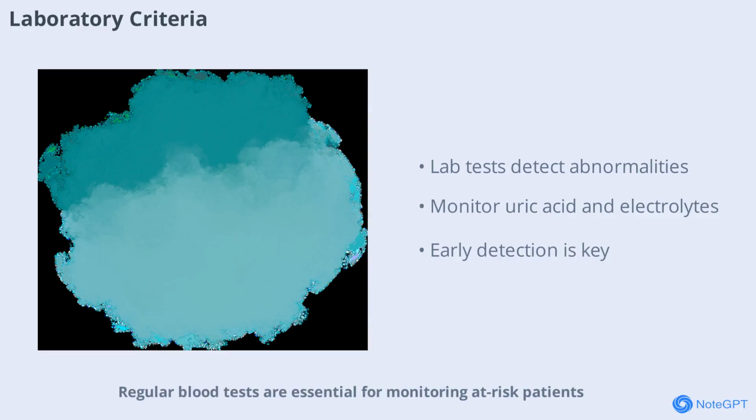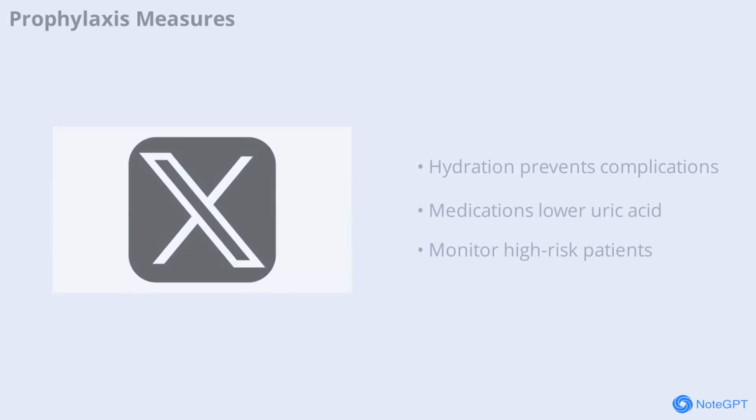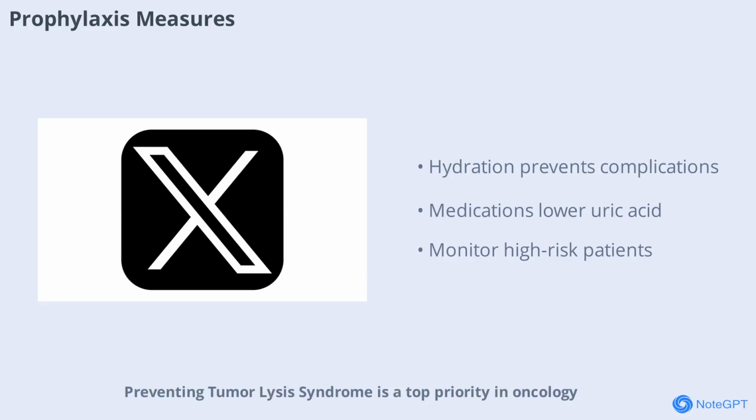Regular blood tests are essential for monitoring at-risk patients, allowing for early detection and intervention before severe complications develop. Preventing tumor lysis syndrome is a top priority in oncology. Prophylactic measures include aggressive hydration, medications to lower uric acid, and close monitoring of electrolytes. Patients at high risk may receive these interventions before starting cancer therapy. The goal is to minimize the risk of metabolic complications and ensure safe, effective treatment for cancer.